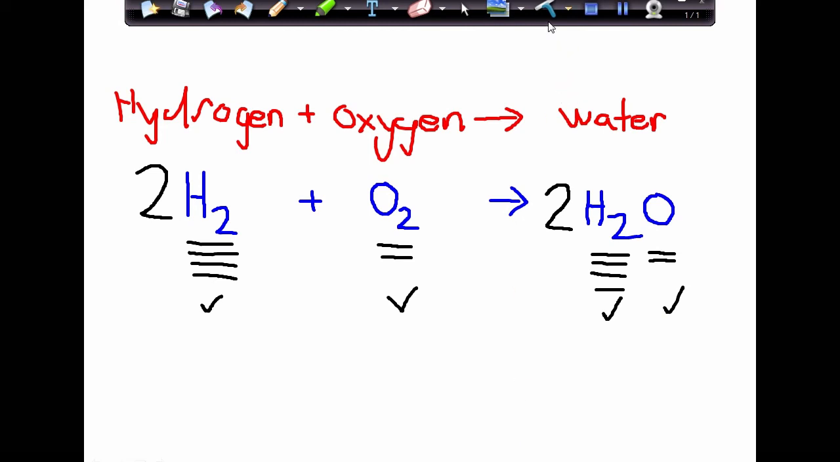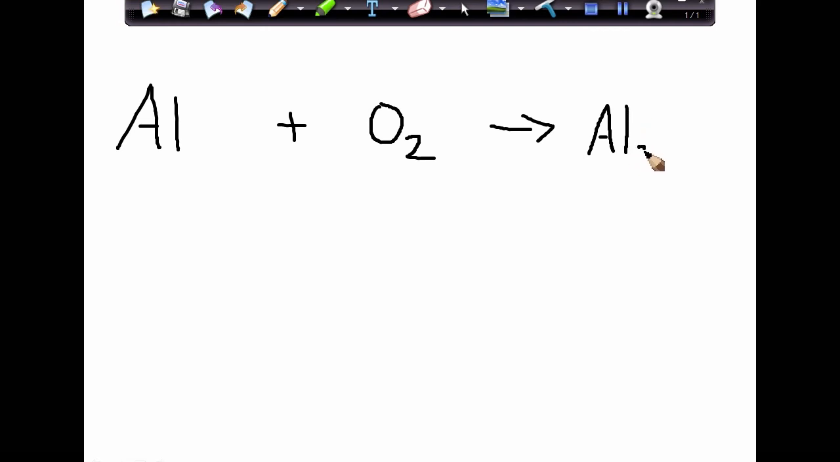So let's do another example. Let's combine aluminium with oxygen. So you know oxygen likes to hang around as O2. Alright, and we're going to make some aluminium oxide. Now, aluminium oxide has the formula Al2O3.